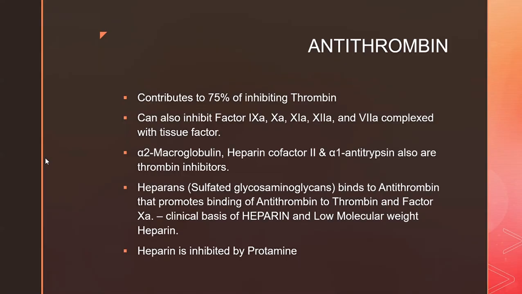Now, there are also proteins na nag-inhibit sa thrombin. Your alpha-2 macroglobulin. What's unique with your alpha-2 macroglobulin? Sa ating previous discussion, siya yung may bait process, or your bait sequence. Yung parang fly trap, yung kanyang image was fly trap, yung alpha-2 macroglobulin. So, also your heparin cofactor 2 and your alpha-1 antitrypsin can also inhibit your thrombin.